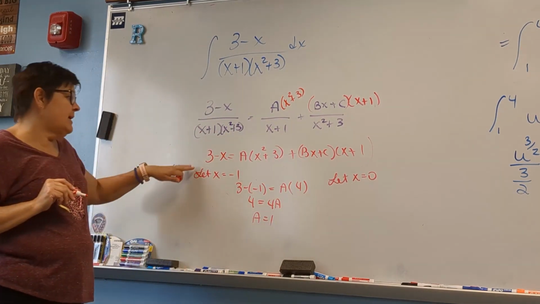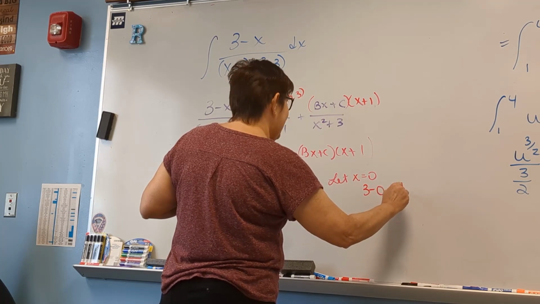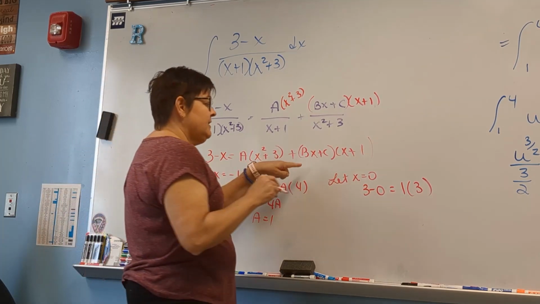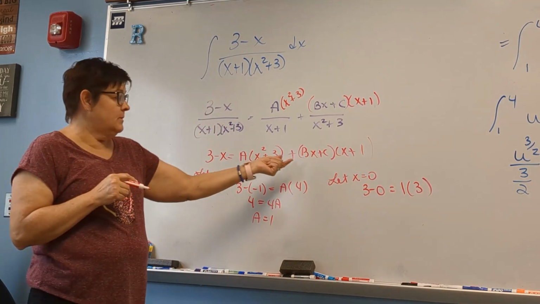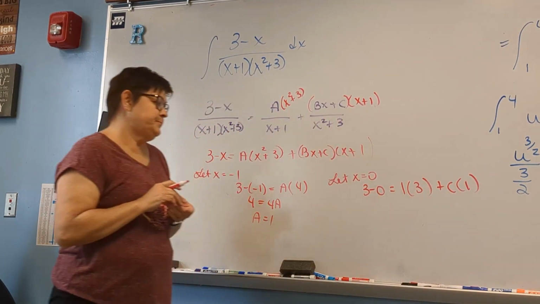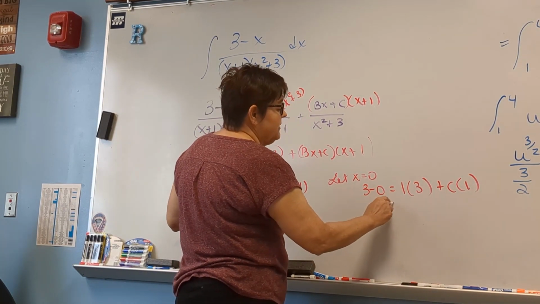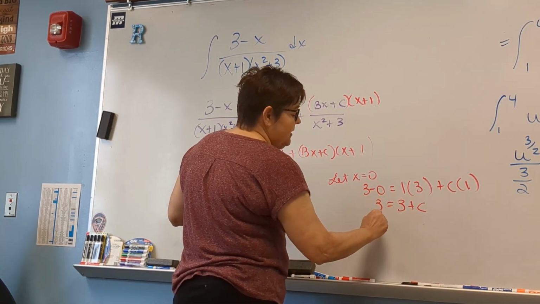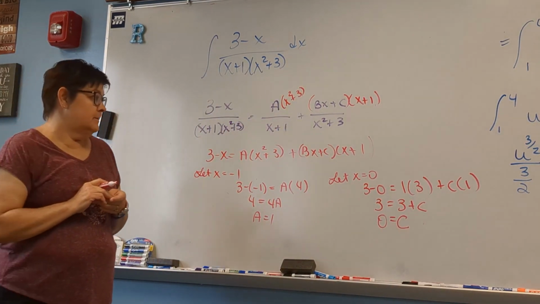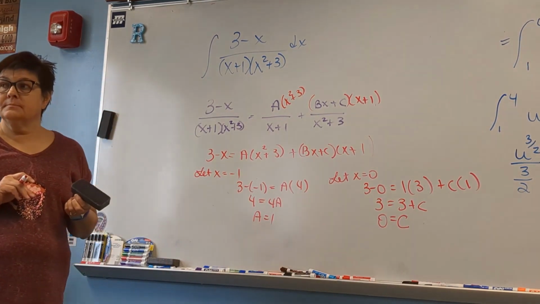Okay, so if I let x be 0, I've got 3 minus 0 is equal to a, which is 1, and then 0 plus 3 is 3. And then if I plug a 0 here, the b goes away. Are we cool? So that's c times 0 plus 1. So 3 minus 0 is 3, and then 3 plus c, 0 is c. Are we okay? No? Did I add wrong? No, that's what I. Okay, good.